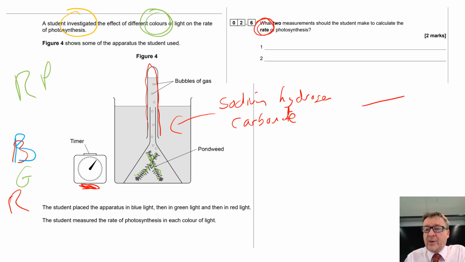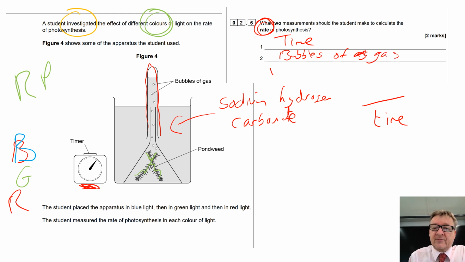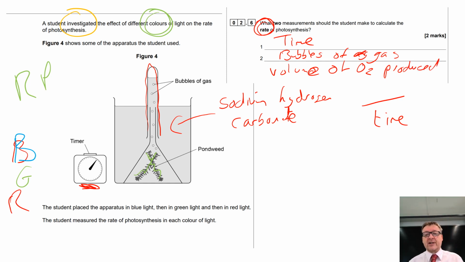Now, rate always needs a time, okay, because it's always meters per second, bubbles per second, sausages per second. Rate always has a time at the bottom. So therefore, my first measurement is going to be time. And the second measurement, it's labelled for me, is bubbles of gas. Or we could have it as volume of oxygen produced. Okay, because what we're doing is we're collecting it there rather than just counting the bubbles.